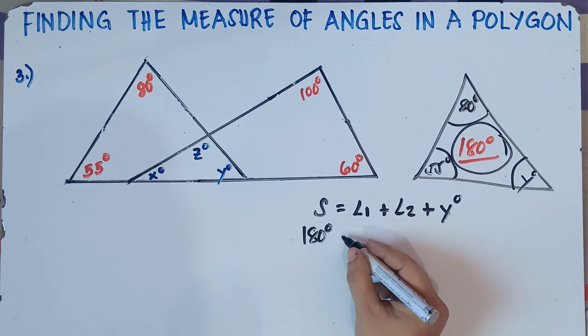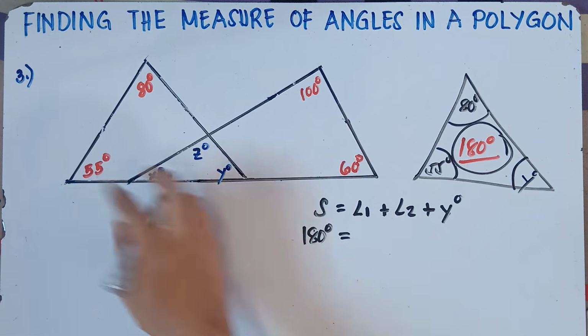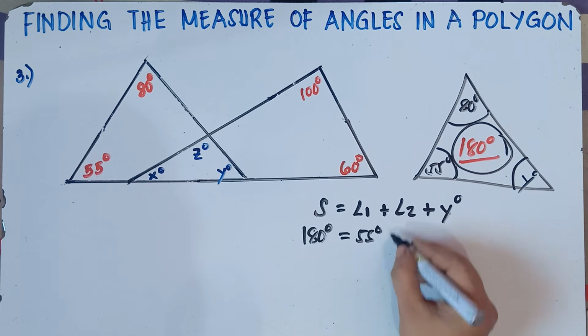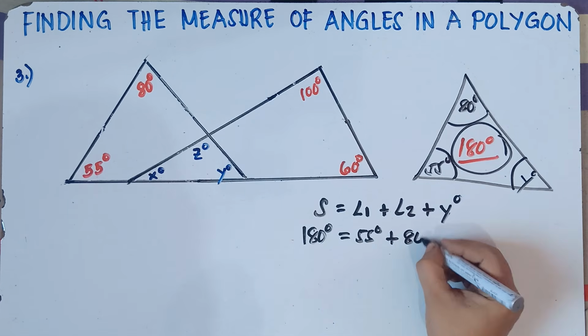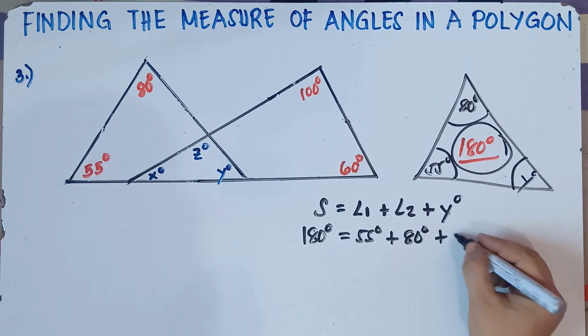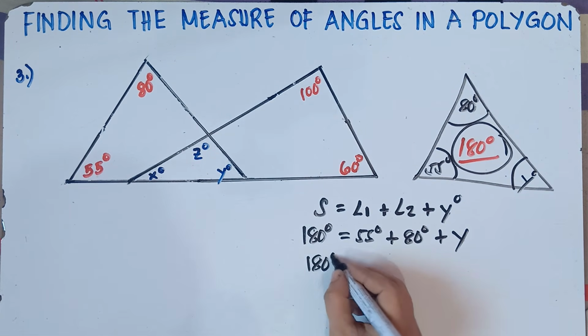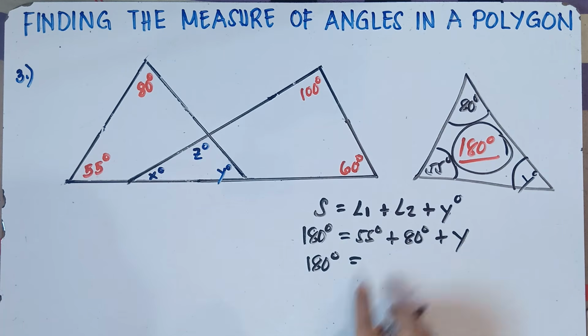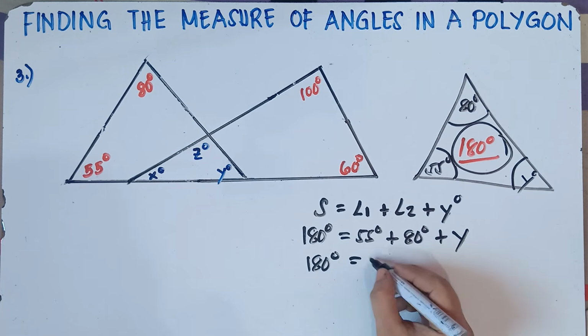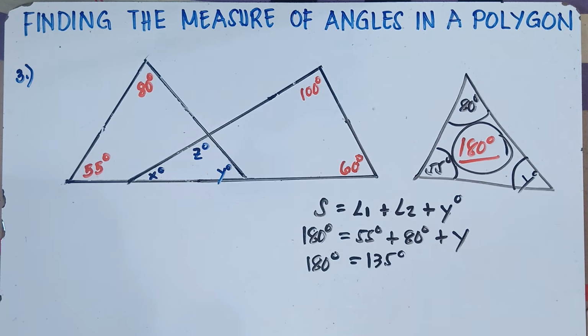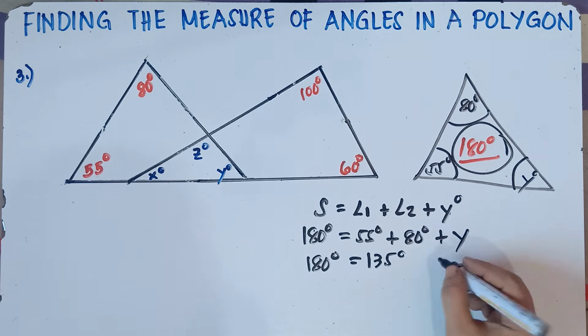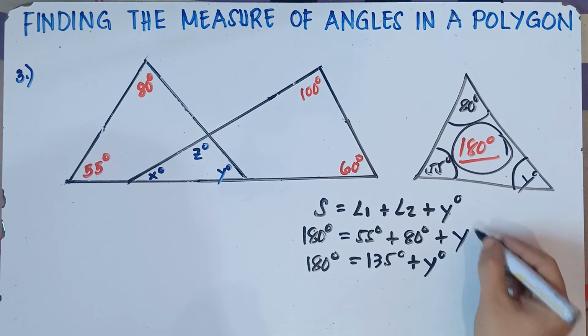So the sum is equal to 180 equals angle 1, which is 55 degrees, plus angle 2, which is 80 degrees, plus, we're looking for y. Then this will be 180 degrees equals, you add this up, 55 plus 80, that would be 135 degrees, right? 55 plus 80, that's 135. And then plus y degrees.